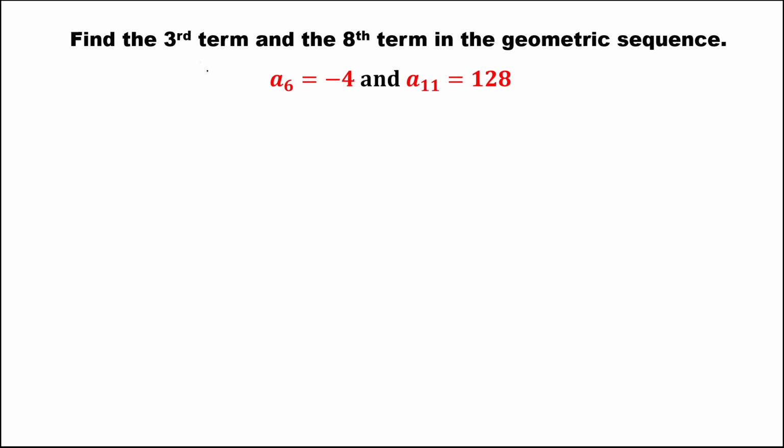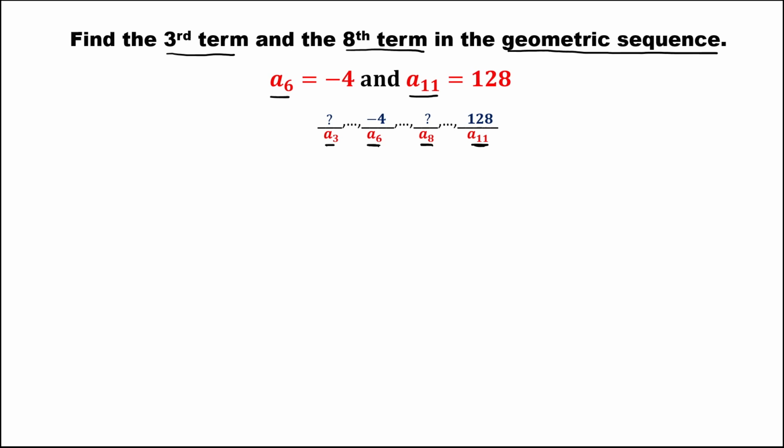So for this problem, to find the third term and the eighth term in the geometric sequence, given the sixth term and the 11th term, take note that from this given, there are numbers between a sub 3 and a sub 6. So that's a sub 4 and a sub 5. And there is a number between a sub 6 and a sub 8. So that's a sub 7. And there are numbers between a sub 8 and a sub 11. So that's a sub 9 and a sub 10.